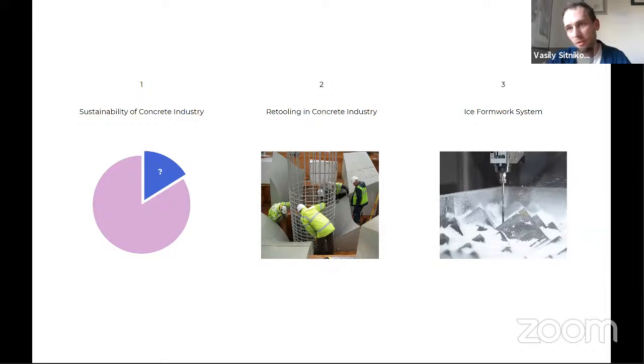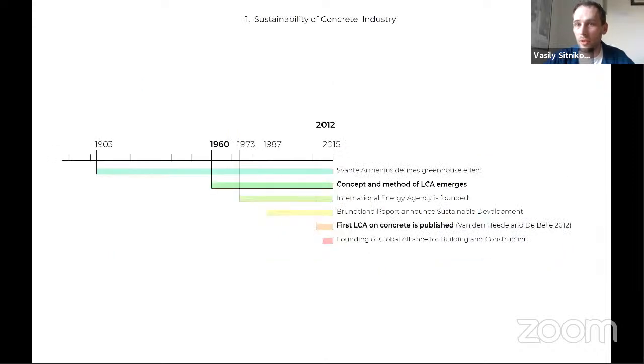I would build an argument for ice formwork and how this thing has proven itself during the experimental work conducted in the 4-year research. So without further ado, I will go to the kind of historical mapping of environment conscious approach to concrete. And the first thing to mention here is that the history of environmental assessment of concrete is quite short.